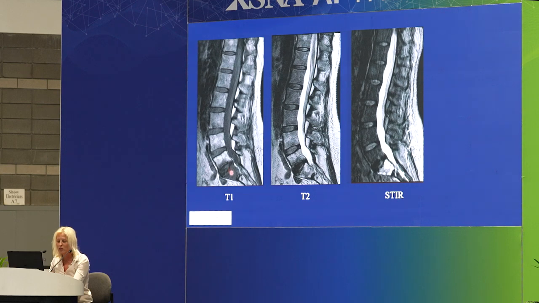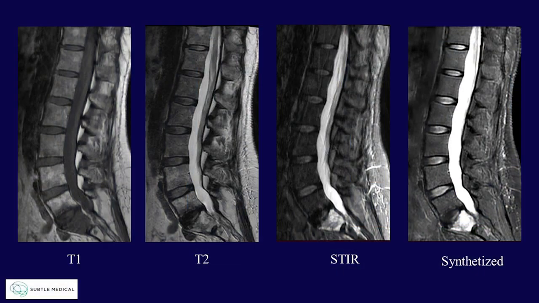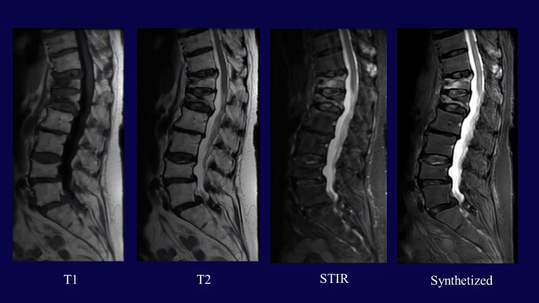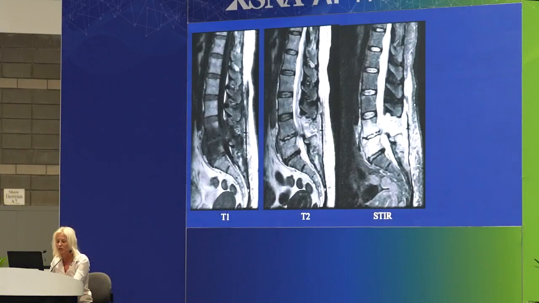If you look here, this patient has abnormal marrow signal intensity at S1, T1, T2. Here's the STIR, and here's the synthesized STIR. Again, T1, T2 in this patient with compression fractures, the actual STIR, and the synthesized STIR. So this is really a very, very nice looking image. Really is outperforming the standard of care, the actual STIR sequence.